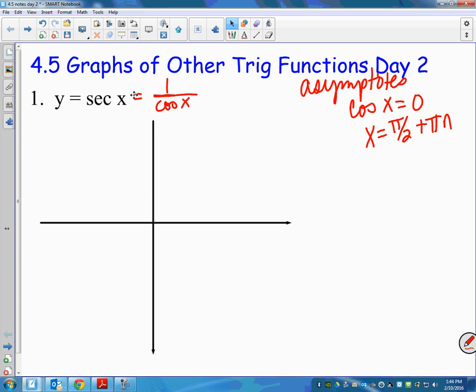So let's graph from negative 2 pi to 2 pi, like we normally do for cosine, so I can show you how this works. If you know what cosine looks like, you're going to be able to graph secant really easily. Okay? Ready?